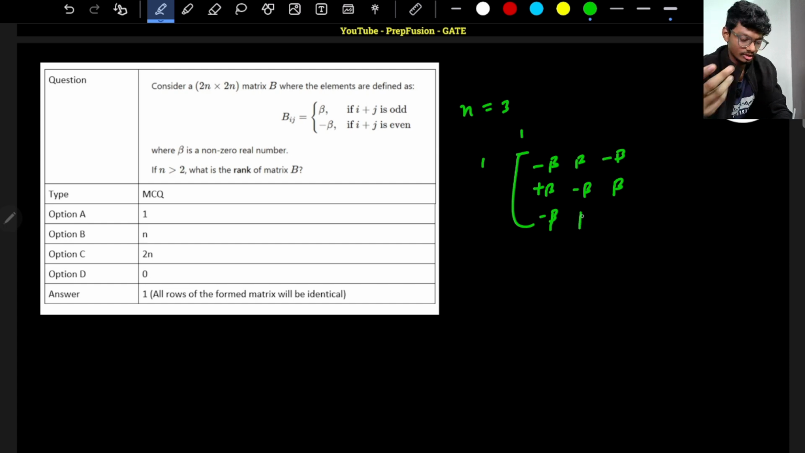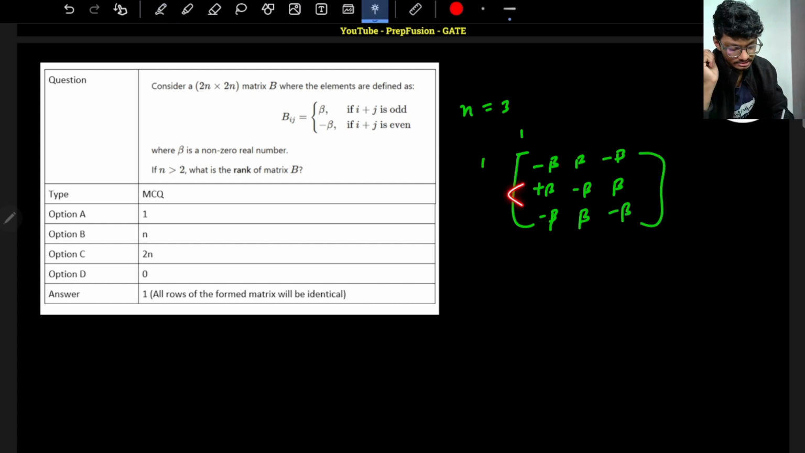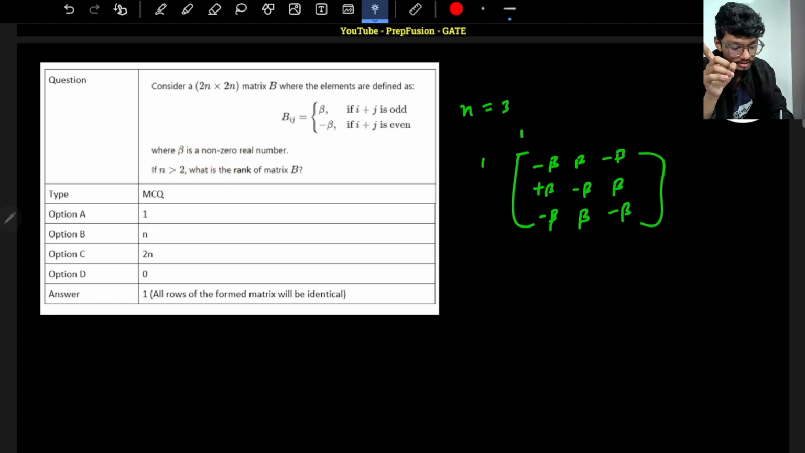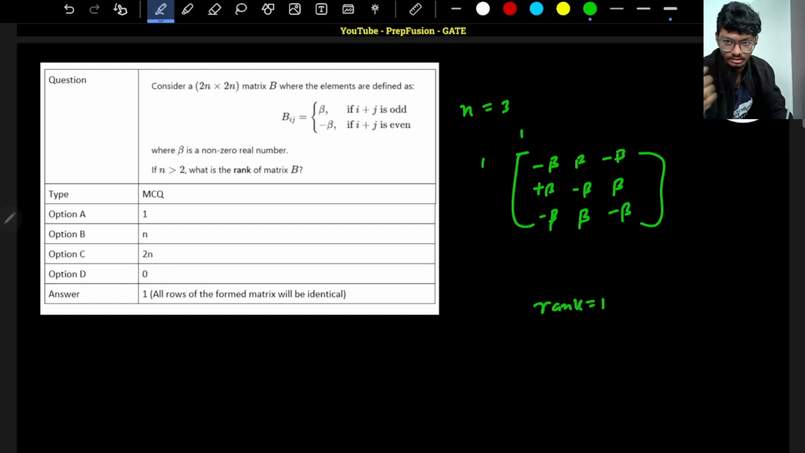What do you observe? These rows are almost identical, just getting multiplied by minus 1. So all the rows are identical, so only one unique row I will have, because beta is a non-zero number. If beta is a non-zero number, that means at least one non-zero row I will have. I can make all the other rows 0 with combinations of the rows. So if all the rows are 0 except the one, then the rank has to be equal to 1. You can take higher examples as well. Rank will always come out to be 1. So rank will be 1 for this question.